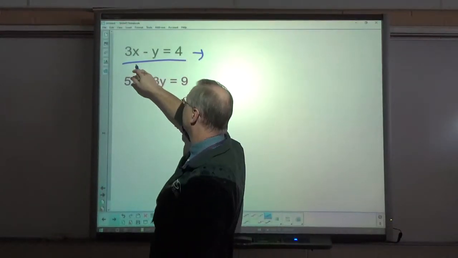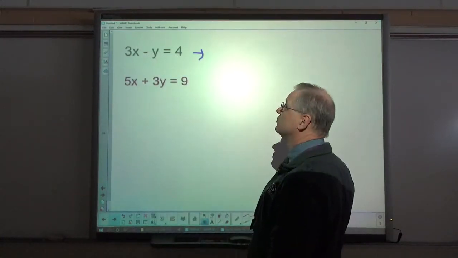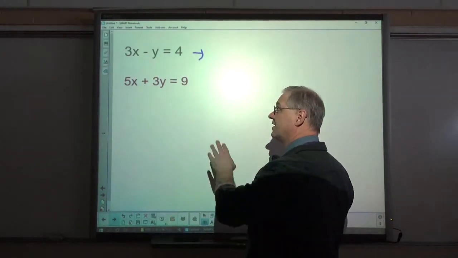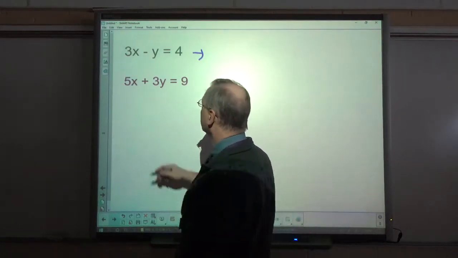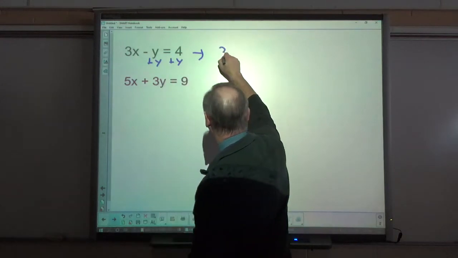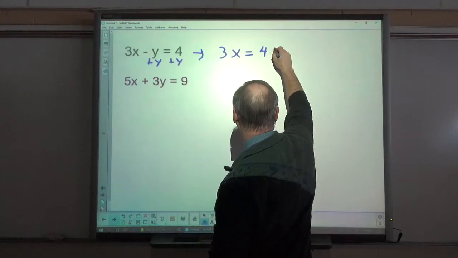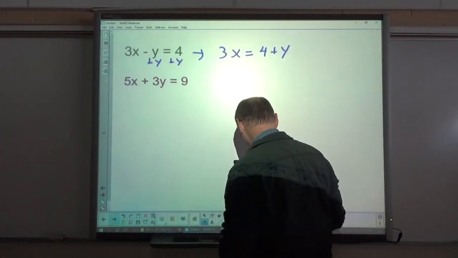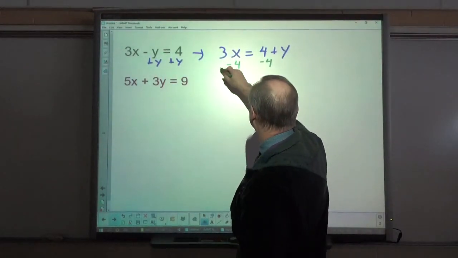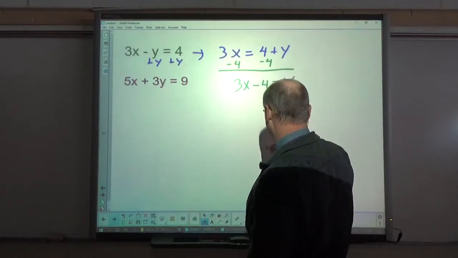I'm going to start by getting rid of that line. I could do a couple of things. I could move the 3x and then divide by a negative 1, or I could move the y by adding y to both sides. So that's 3x equals 4 plus y. And then I can get rid of the 4 by subtracting 4 from both sides. So that gives me 3x minus 4 equals y.